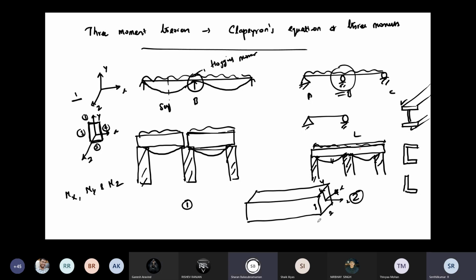So 3 and 4 will be unaffected, 1 will be in compression and 2 will be in tension. Fibers 3 and 4 will be unaffected, sir. Unaffected. Okay. 1 and 2? 1 will be in compression and 2 will be in tension, depending on the sign of the moment. Now we are applying moment like this.